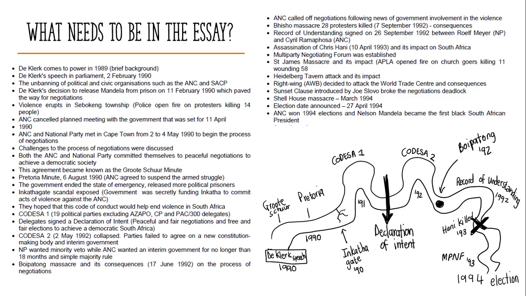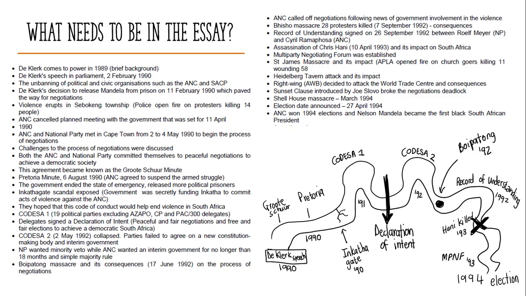Then you had the ANC cancelling planned meetings with the government because you are not negotiating in good faith. Then you've got the ANC and the National Party meeting from the 2nd to 4th of May. So that's the Grooteskeer. No, that's not. Yeah, it is the Grooteskeer Minute. Basically, only the ANC and the National Party meeting, discussing challenges to the process of negotiation. For example, the apartheid government wanted the ANC to stop their armed struggle, and the ANC wanted the apartheid government to repeal the apartheid laws. So they were just discussing what they are going to change to show that they're all negotiating in good faith.